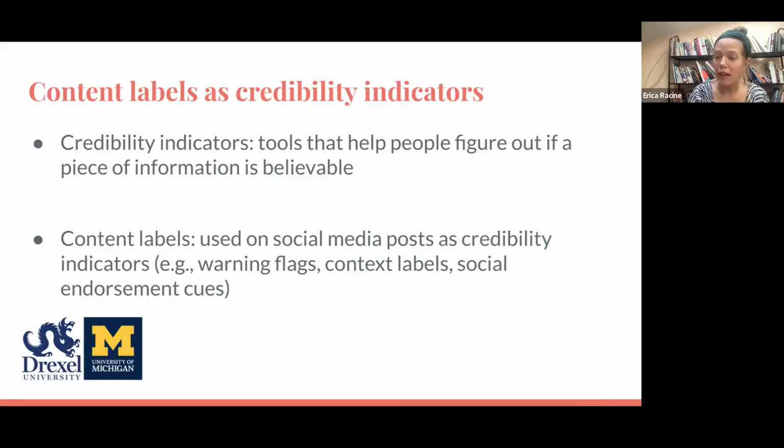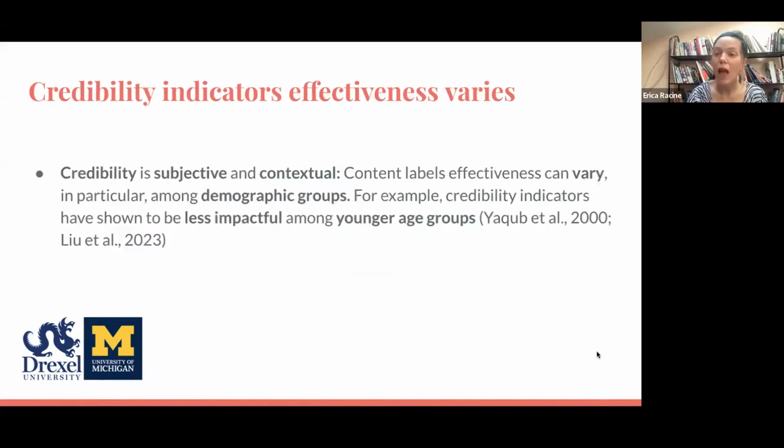So a credibility indicator is just a feature or a tool that is used to help someone figure out if a piece of information is true or not true. And some of the content labels that we see as credibility indicators on social media platforms can be warning flags, context labels, or social endorsement cues. And while some of these content labels have shown to be effective in helping people figure out if a piece of content is true or not, there's been varying levels of effectiveness.